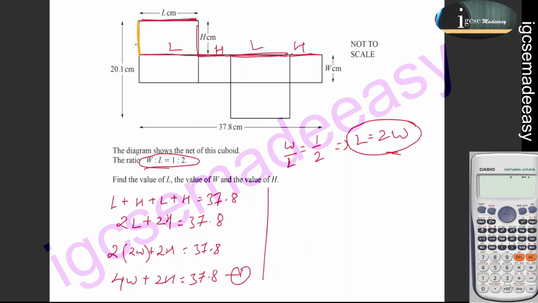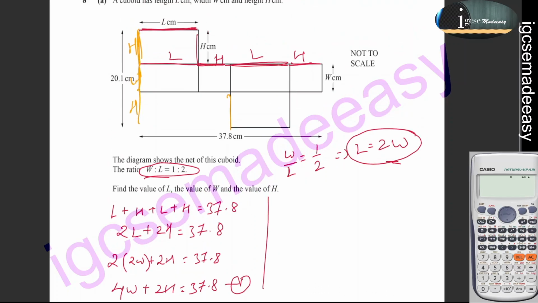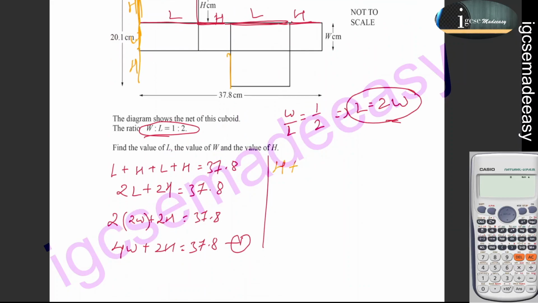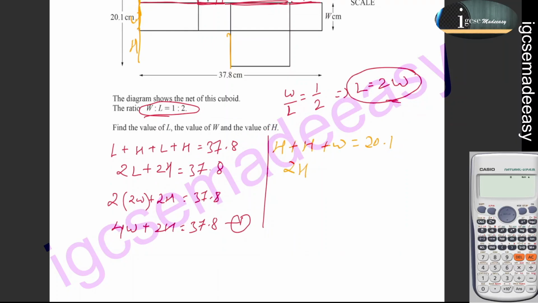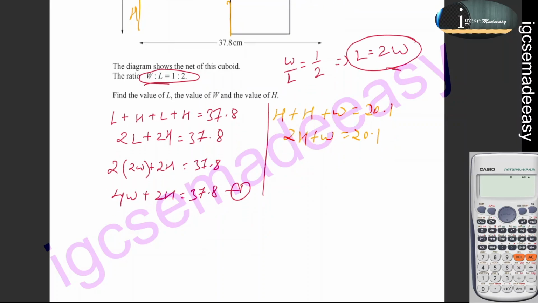So this is H, this is W, and this will also be H, because this will be equal to this length. So this will also be H. So we can write H plus H plus W equals 20.1. We can write this as 2H plus W equals 20.1. And now we can use this equation.